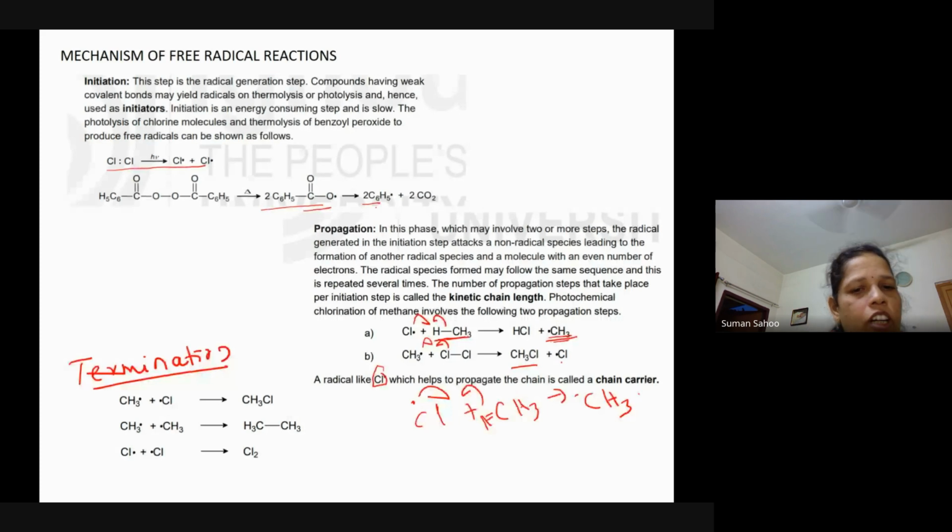As for termination, with the progress of the reaction, the concentration of radicals becomes more and more. When two radicals meet each other, they form a neutral compound. That is your termination process. So most free radical reactions pass through initiation, propagation, and termination steps.